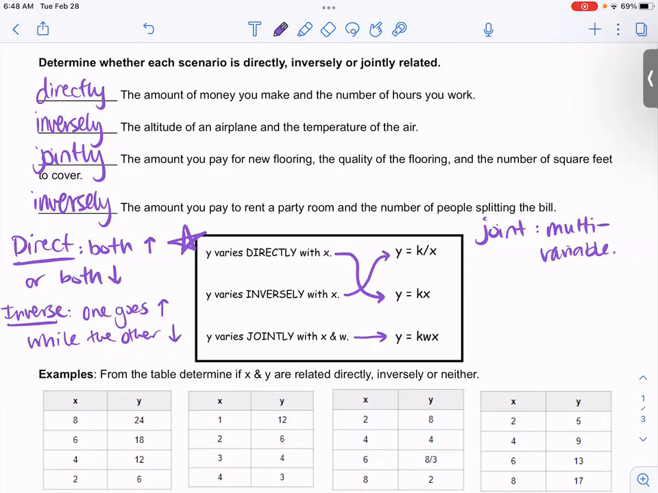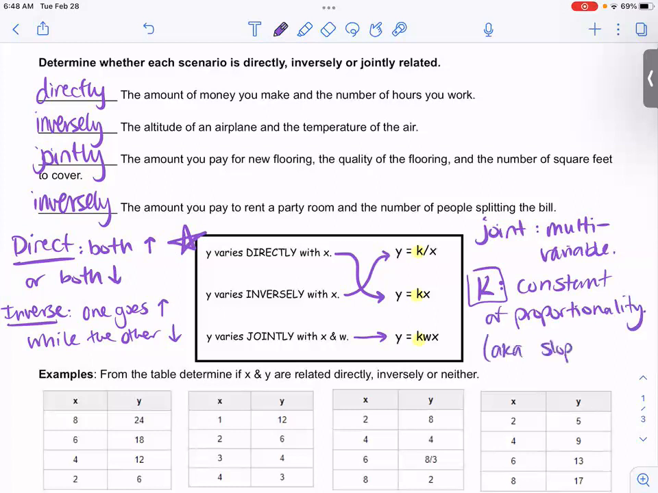The key to these functions is figuring out what k is. So if you go and actually find this k value, because that's kind of like a slope or something like that in the problem, by finding that value, you can then solve additional questions within the same scenario. So when we get to the algebra part a little bit later, I want you to find k, which is called the constant of proportionality. And this is also known as your slope typically in linear functions.